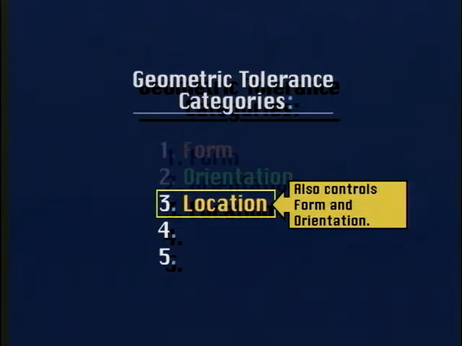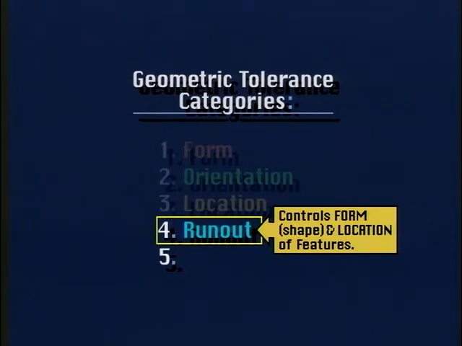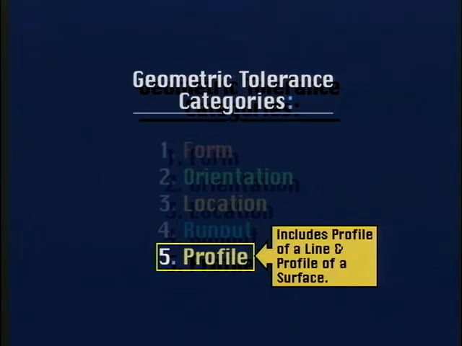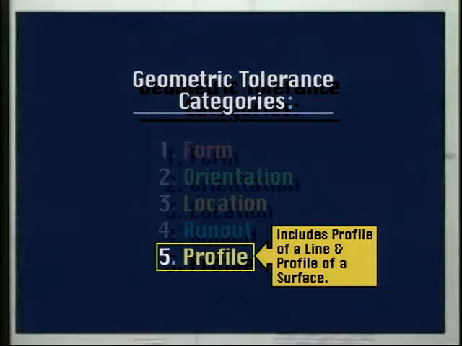Because of the tolerance zone created by location tolerances, the form and orientation of the feature are also controlled. Runout tolerances control the form and the location of many types of features. Features which can be controlled with a runout tolerance include cylindrical, spherical, and tapered features and flat surfaces. Profile tolerances control the profile of workpiece features. Profile tolerances include profile of a line and profile of a surface.